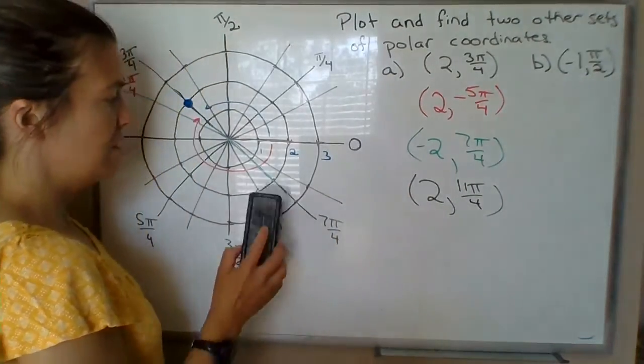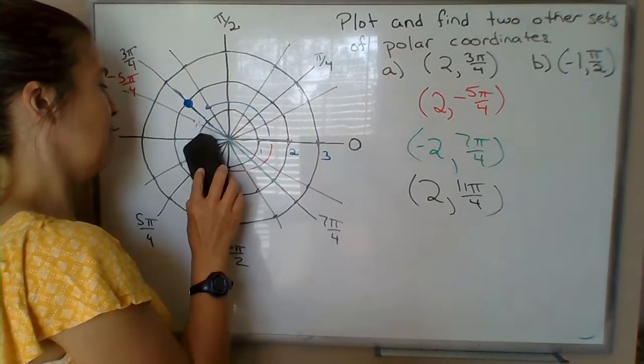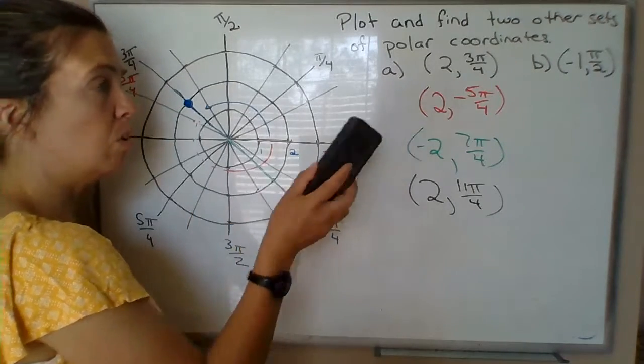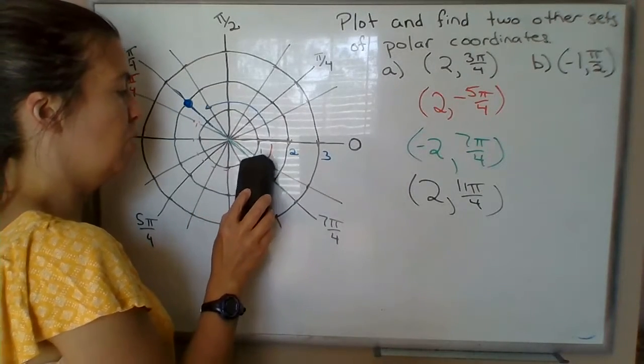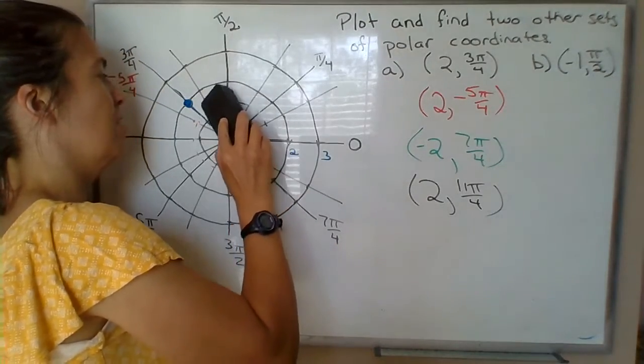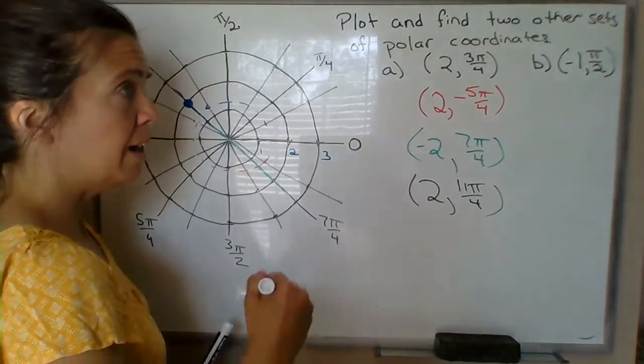So as another example, and this is where I'm going to have a little bit of trouble. I'm going to try to get rid of most of my writing here. But as another example, we wanted to do negative 1 pi over 2. So let's see. Get rid of most of this. Negative 1 pi over 2.